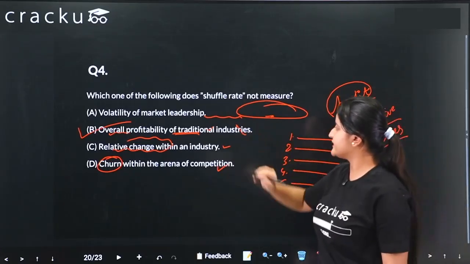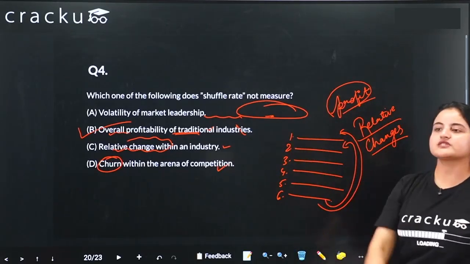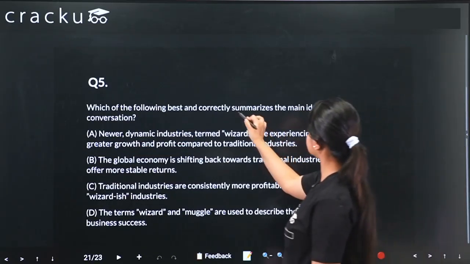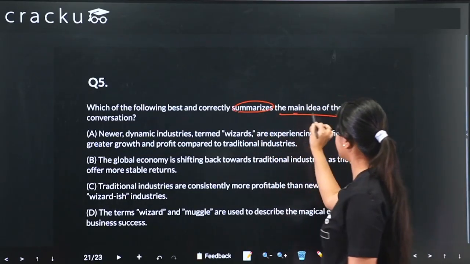Shuffle rate is not related to profitability. B becomes the right choice. Which of the following best and correctly summarizes the main idea?